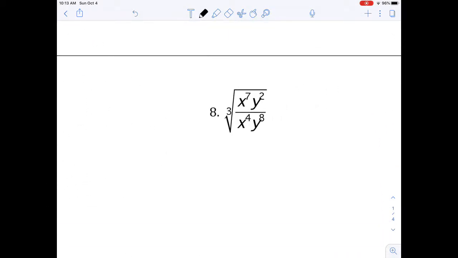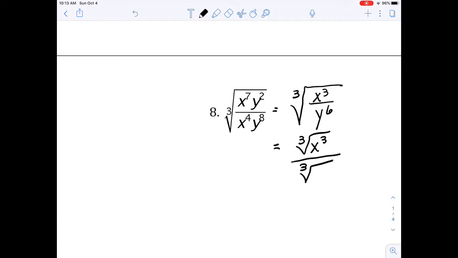So let's look at number 8. We would simplify here by subtracting the exponents. 7 subtract 4 is going to give me 3. But when we do the y's, we're going to get a negative. And so we know that we're going to end up with a fraction. So on top, that's going to be x to the 3rd. But on the bottom, 2 subtract 8 is negative 6. Move it to the bottom to make it positive. Now you're going to separate cube root of x cubed on the top, cube root of y to the 6th on the bottom. That's going to give me x over y squared.